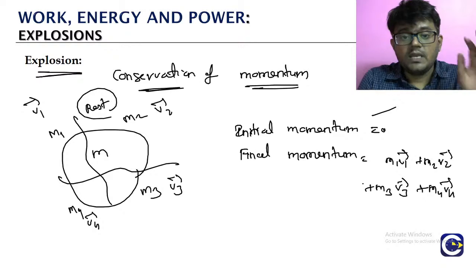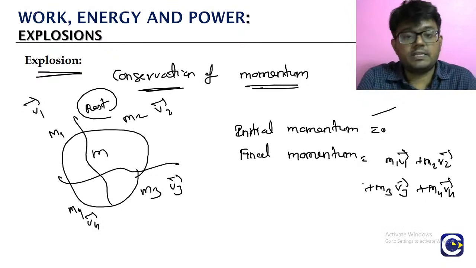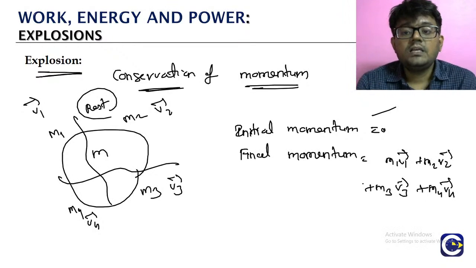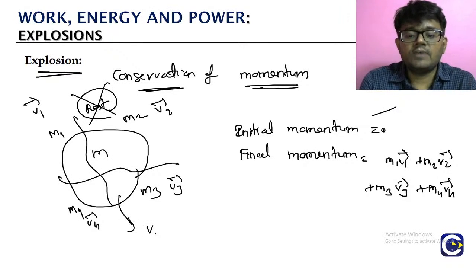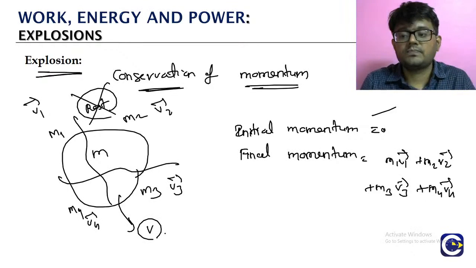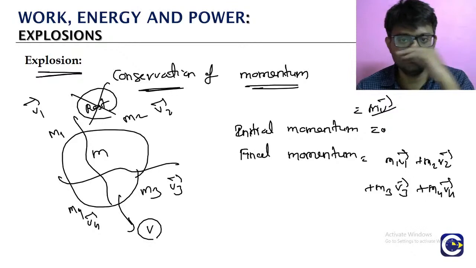Collision also works the same way, because it is an internal phenomenon. Explosion is likewise an internal phenomenon. Explosion of a bomb, explosion of any object, or nuclear fission, all of them will have the same relation. If the object is not at rest and initially has some velocity v, then the initial momentum will not be 0, it will be m into v bar.